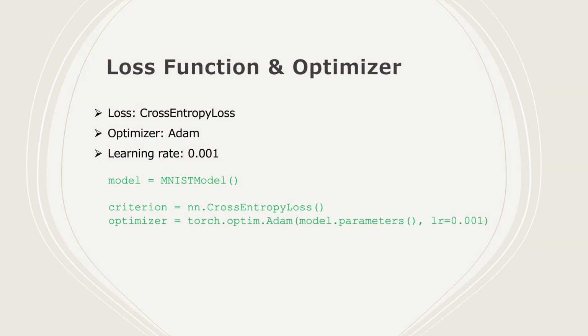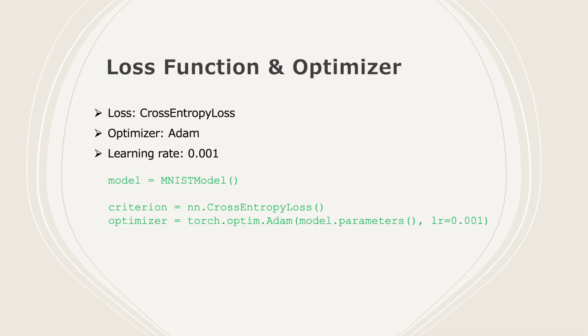In this step, we choose the loss function and the optimizer for training our MNIST model. For this classification task, we use cross-entropy loss. Cross-entropy is the standard loss function for multi-class classification problems, where each image belongs to one of several classes.